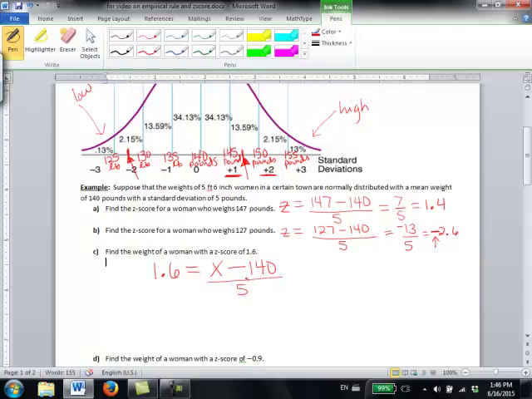To solve for x, I'm first going to multiply both sides by 5, like so. That cancels the 5 on the right side.